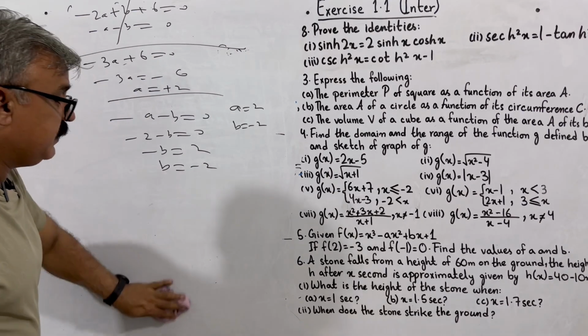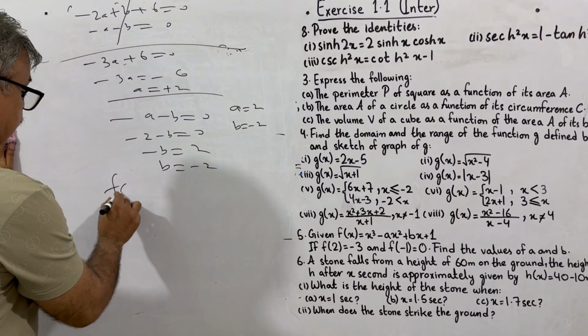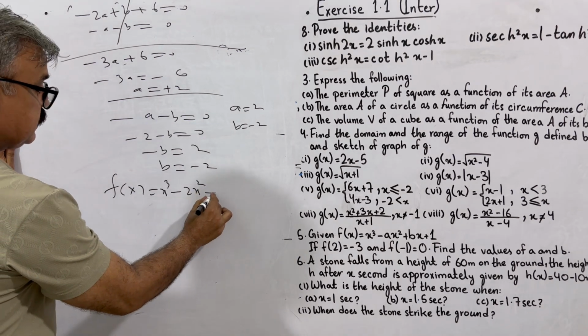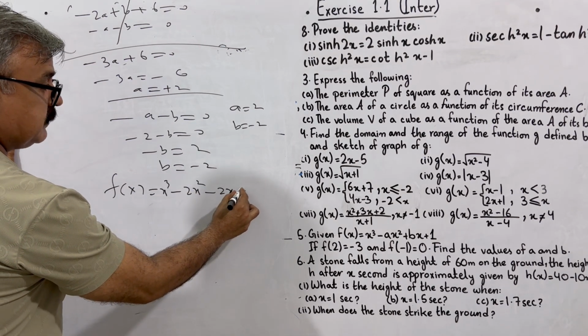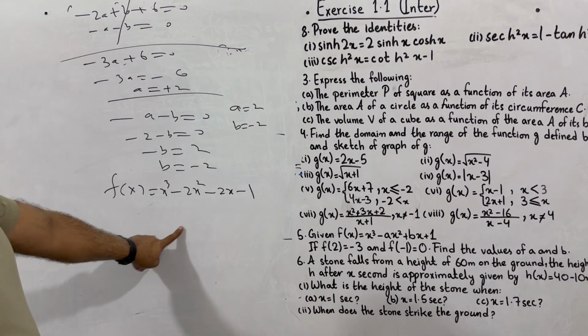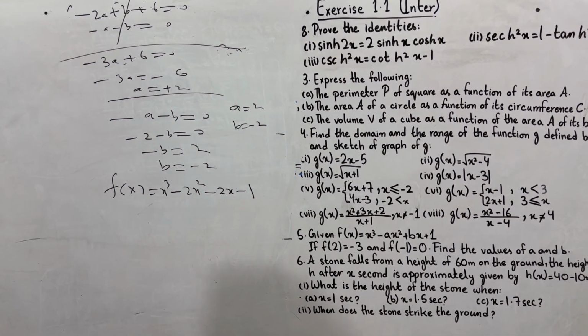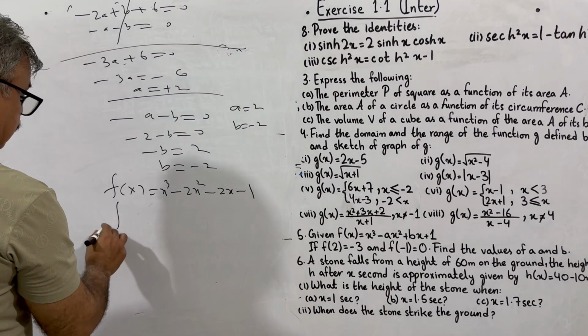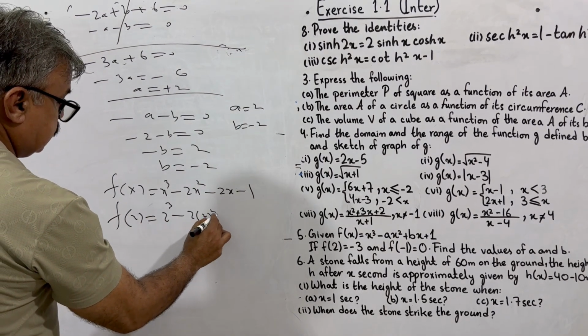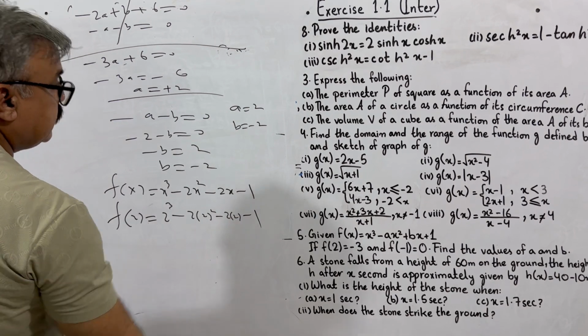Let me verify one thing for you. So we have now f of x is x cube minus 2x square minus 2x plus 1, where a is 2, b is minus 2. I am verifying the first condition. Okay, I am putting 2. f of 2 will become 2 cube minus 2 times 2 square, minus 2 times 2 plus 1.